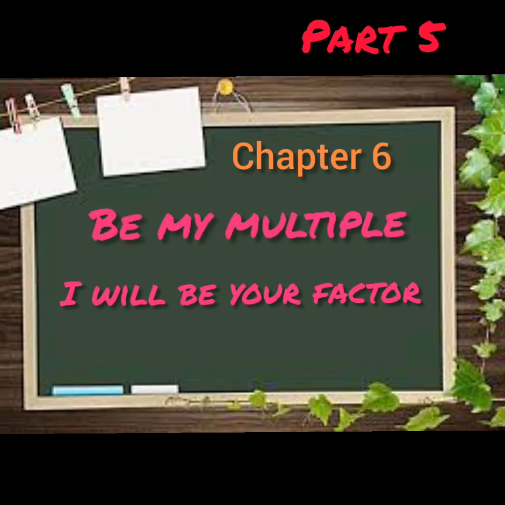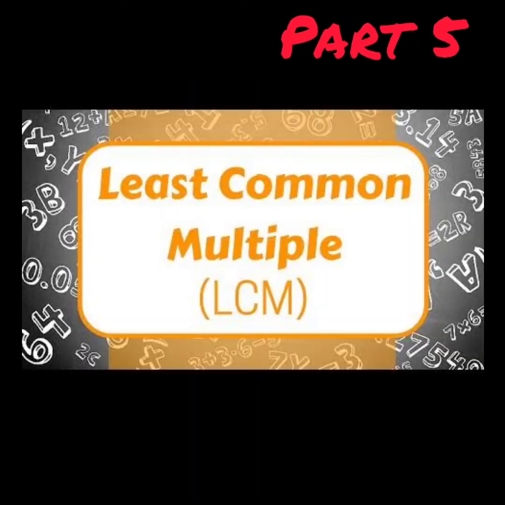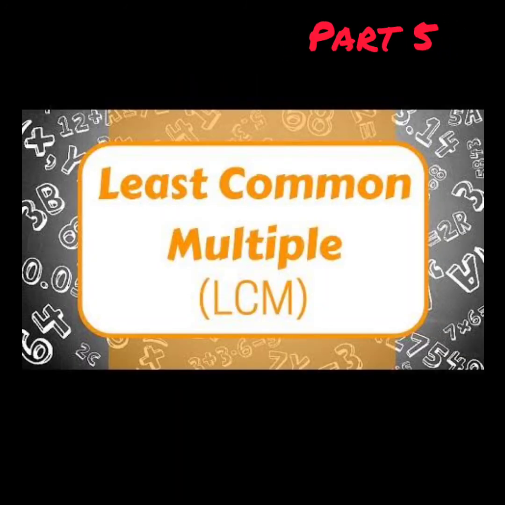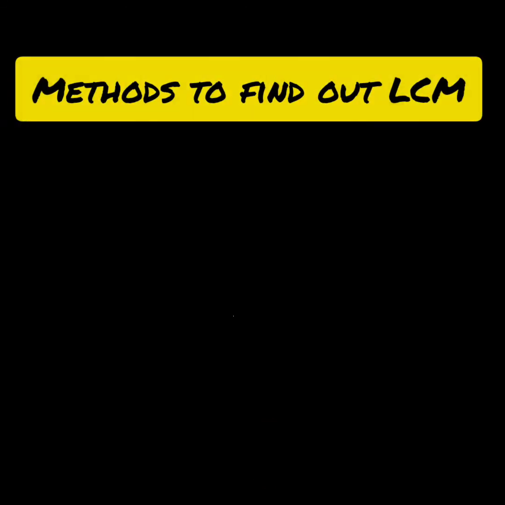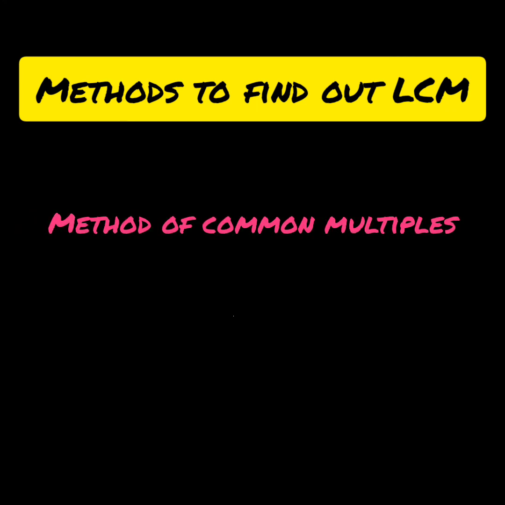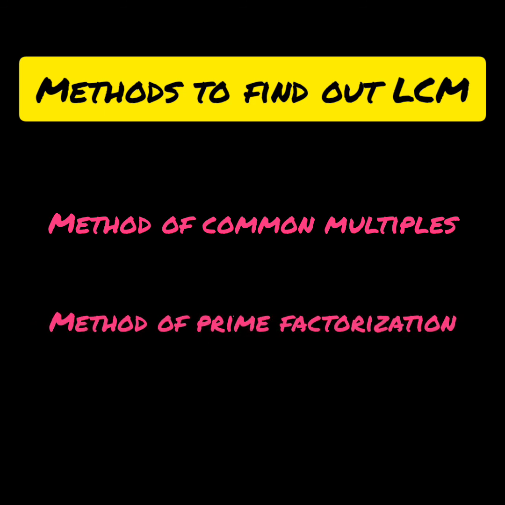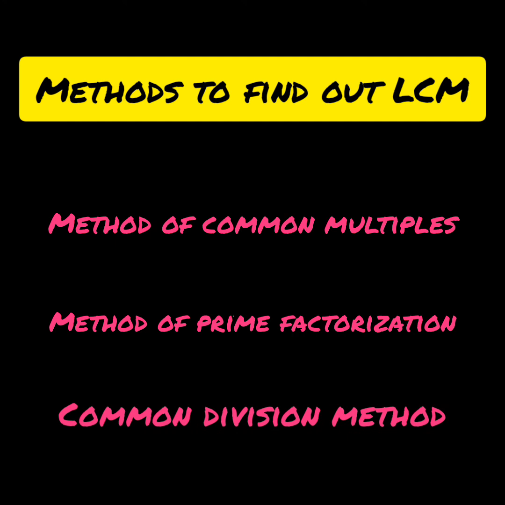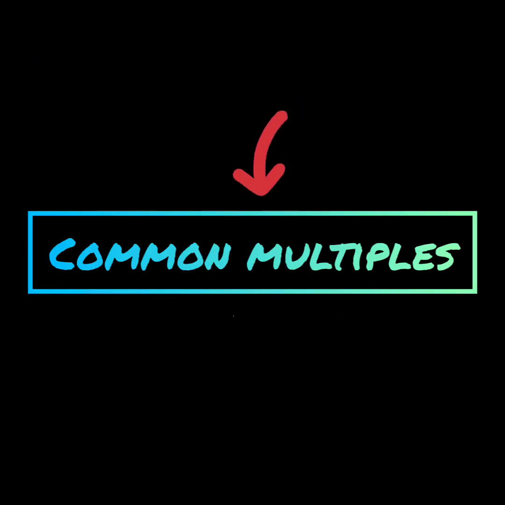This is fifth part. In this part, we will learn LCM. LCM means least common multiple. There are three methods to find out the LCM. First is method of common multiples. Second, method of prime factorization. Third, common division method. So, let's start with our first method, method of common multiples.